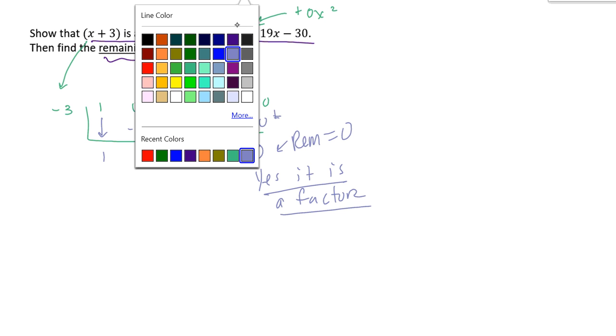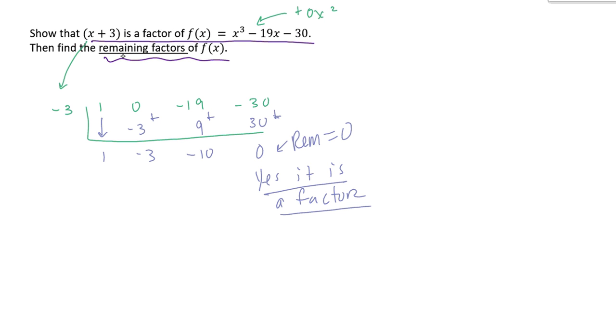Okay, second part then says to find the remaining factors. So what a factor means is that it is something that divides evenly. Obviously, that's why the remainder is 0. But it also means that this trinomial right here can be rewritten as some factors where one of those factors was x plus 3. That is what the factor theorem says: if you can find a remainder that's 0, then this guy is one of those pieces inside there.